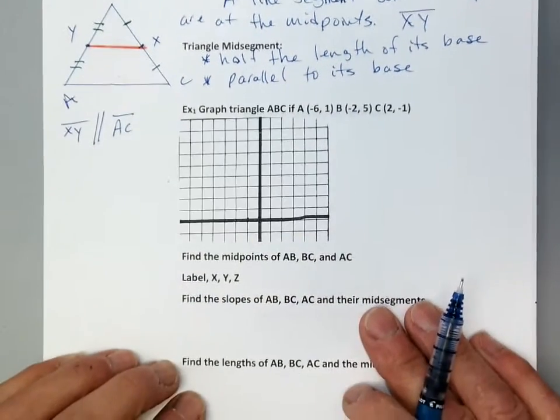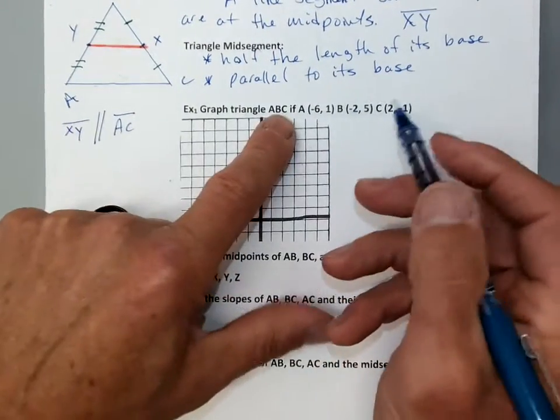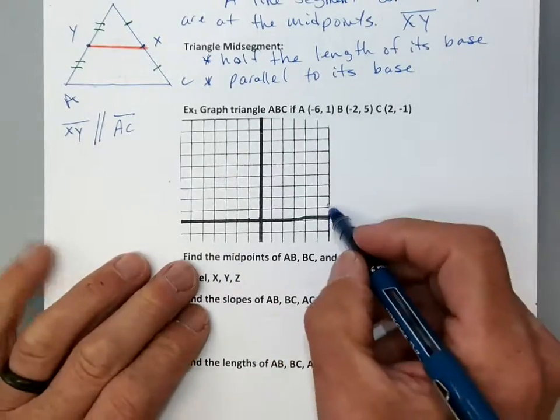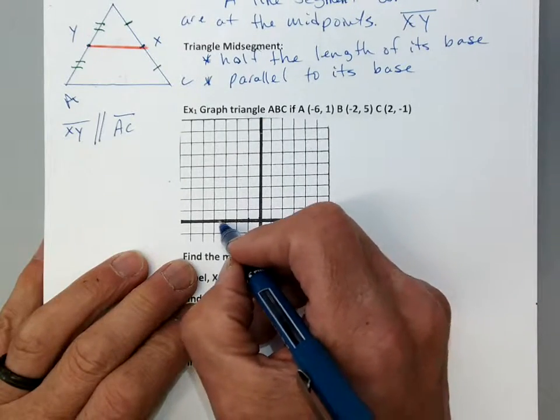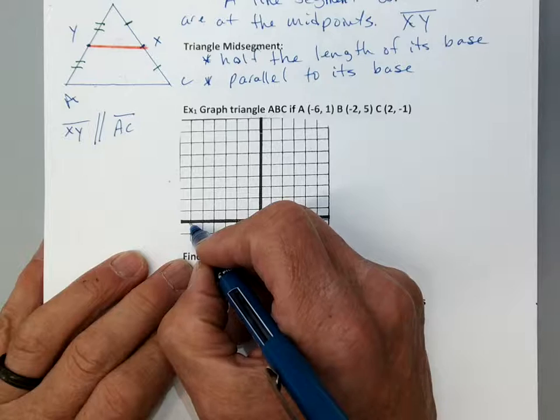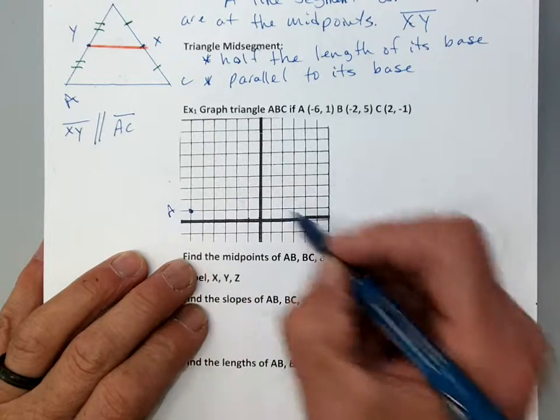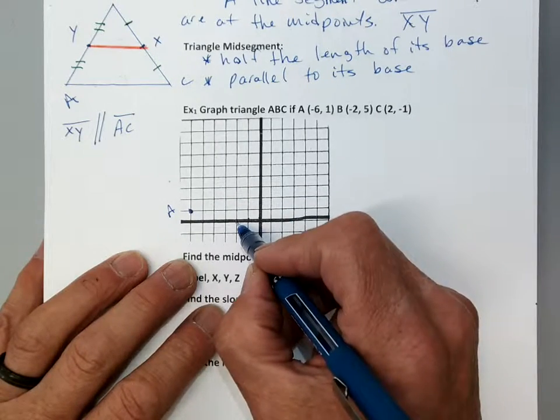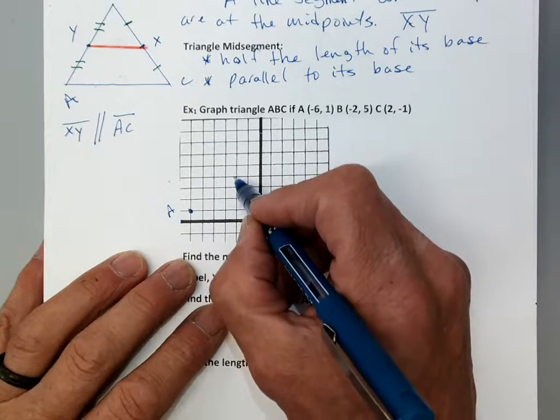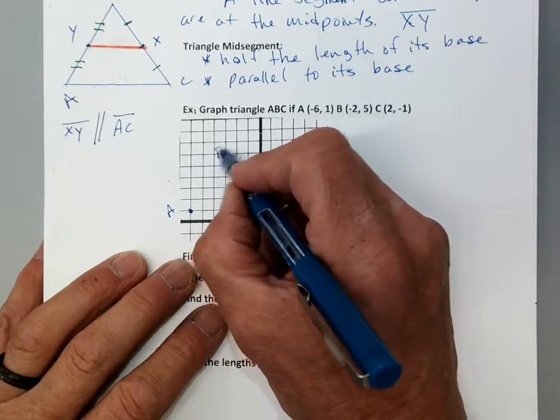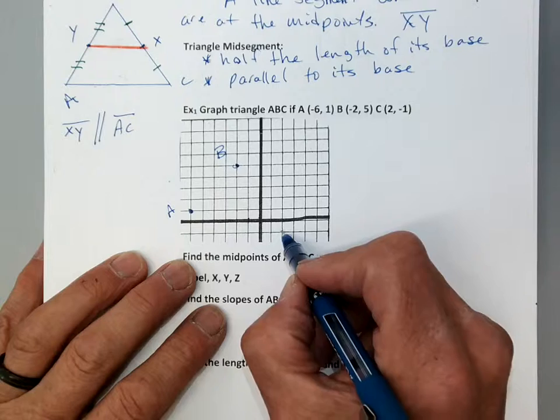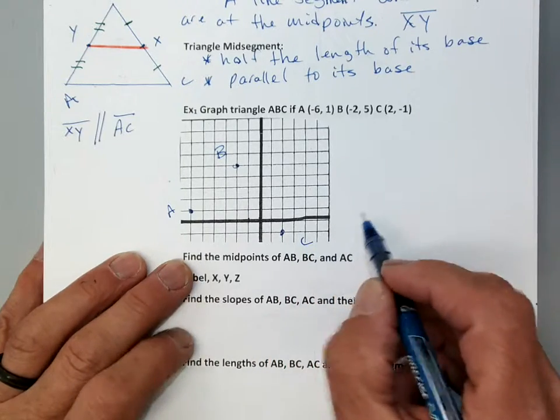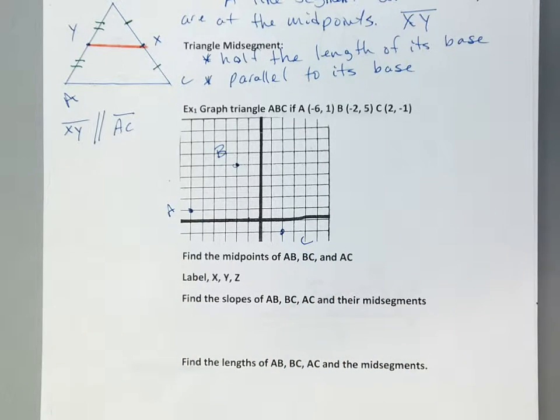So first of all, let's graph it. We're going to go to -6, 1, 2, 3, 4, 5, 6, 1, point A. B is at -2, 1, 2, 3, 4, 5. There's B, and C is at 2, -1. There's C. I just graph my points. I'm going to connect my dots.